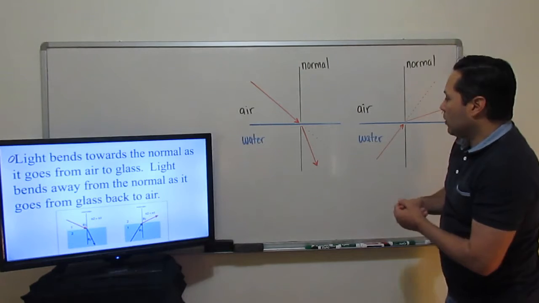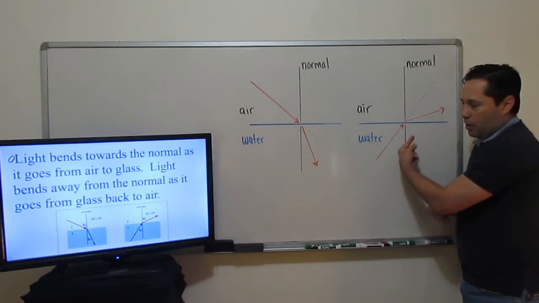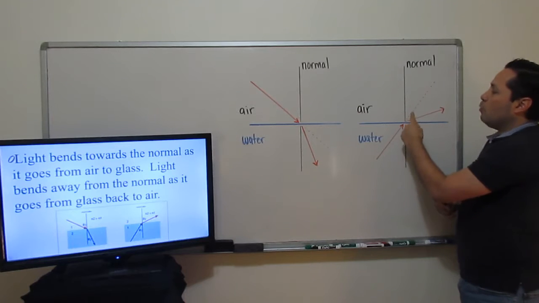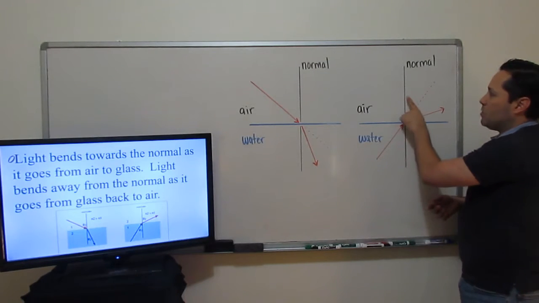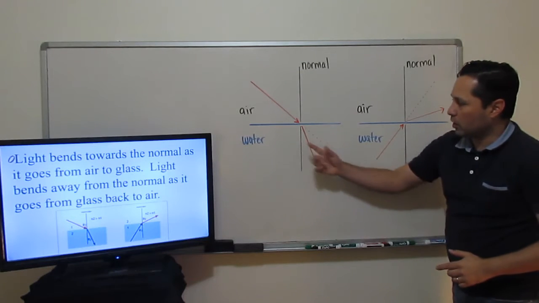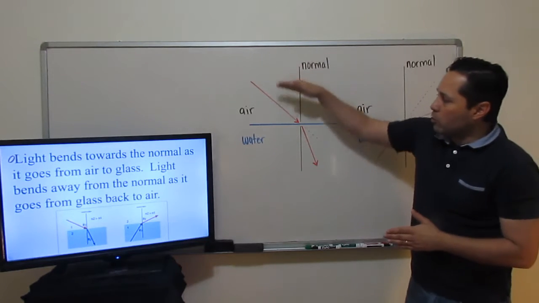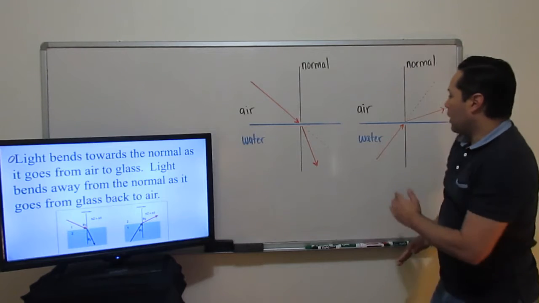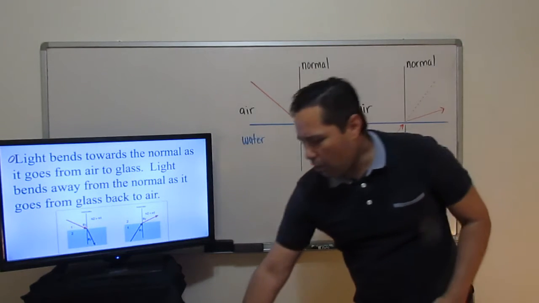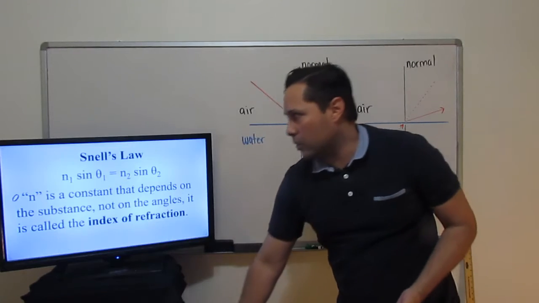On the other hand, what if the light's coming out of the water? What it will do then, instead of going in a straight path, it will bend once again, but this time it bends away from the normal, giving you a bigger angle here as opposed to here. So from air to water, it'll bend towards the normal, and from water to air, it'll bend away from the normal.